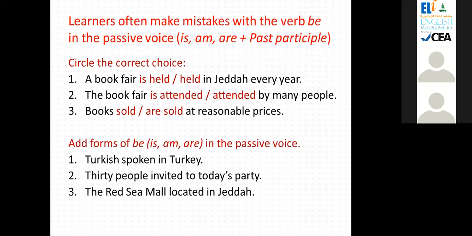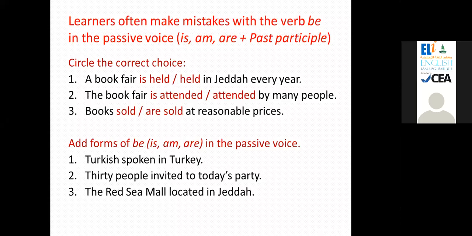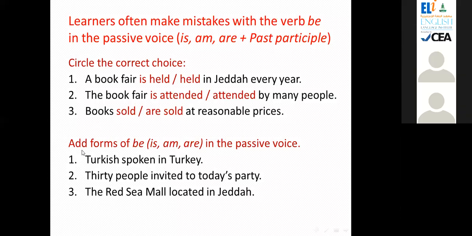What do you notice here? Is verb to be here the main verb or does it act as a helping verb? Excellent. So it acts as a helping verb. So it's different from the cases I indicated before. So here, add forms of be: is, am, and are in the passive voice.